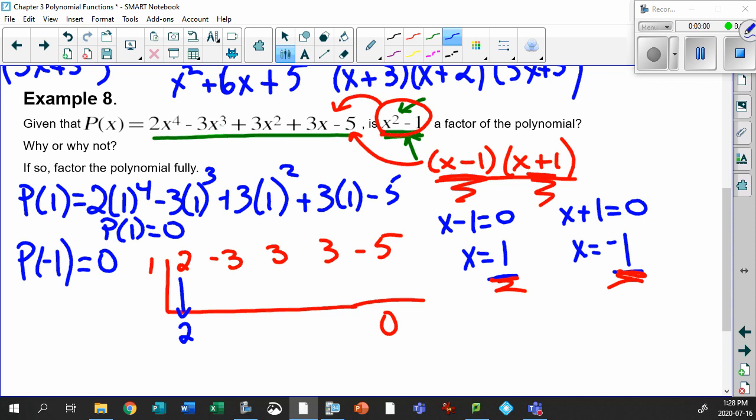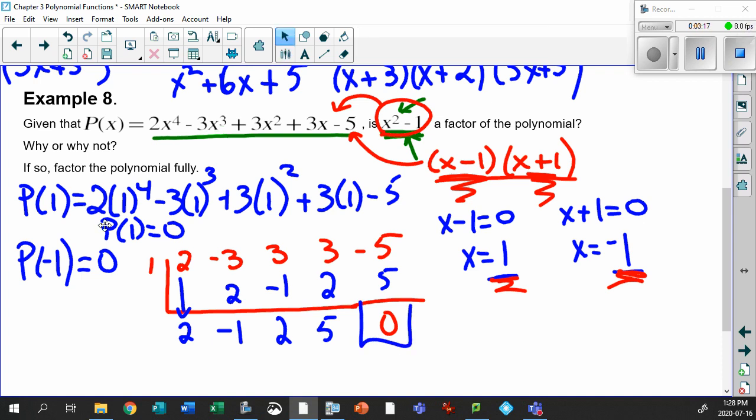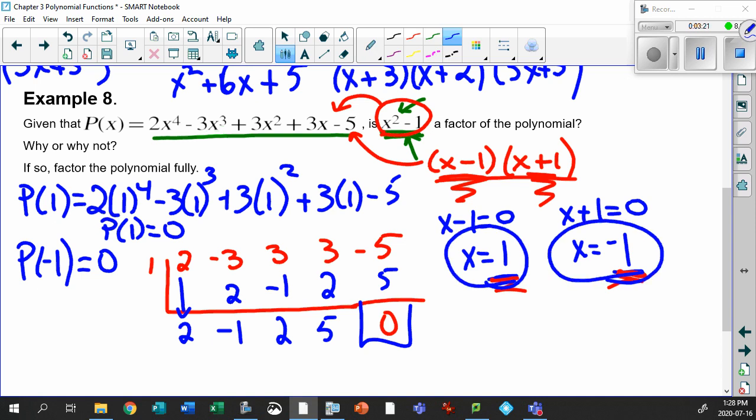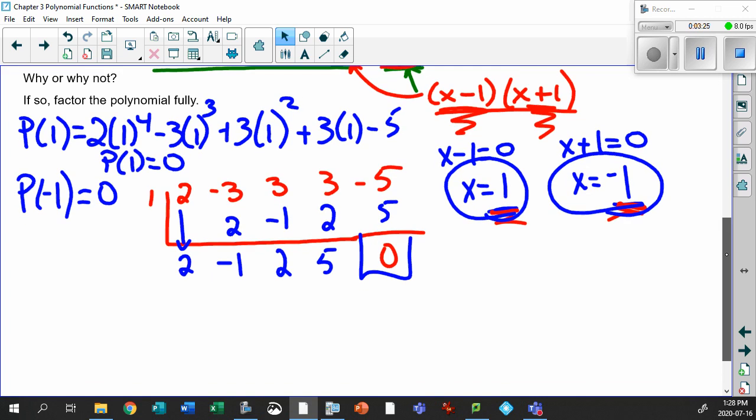All right, let's find out. 2 times 1 is 2. That gives you minus 1. Minus 1 times 1 is minus 1. That gives you 2. 2 times 1 is 2. That gives you 5. 5 times 1 is 5. And lo and behold, there we go. We got a 0. But check this out. We're not done yet, because that was just dividing out by this factor. I want to divide out by this one now. So just keep on going.